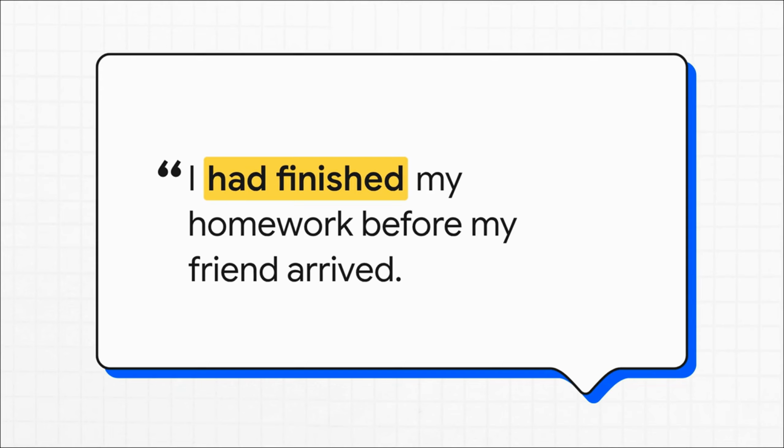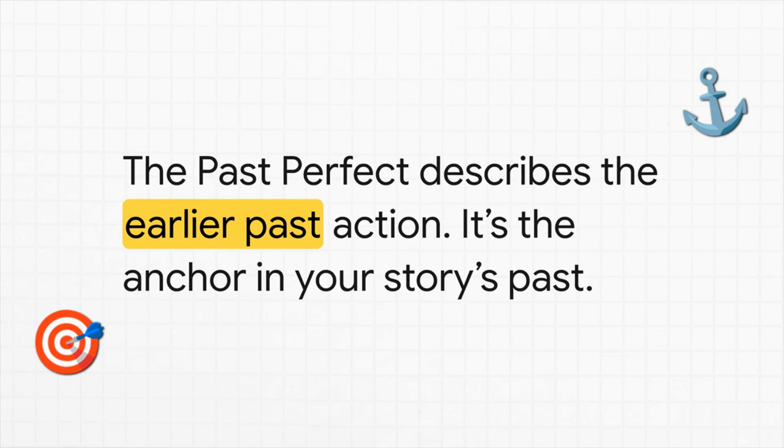The thing that happened later, the friend arriving, that's just in the simple past. The grammar is literally a map of time. And that's it. That is the single most important thing to remember. When you're talking about a couple of things that happened in the past, your storytelling time machine, the past perfect, is always used for the one that happened earliest. That's its whole job. It's the first stop on your trip back in time.